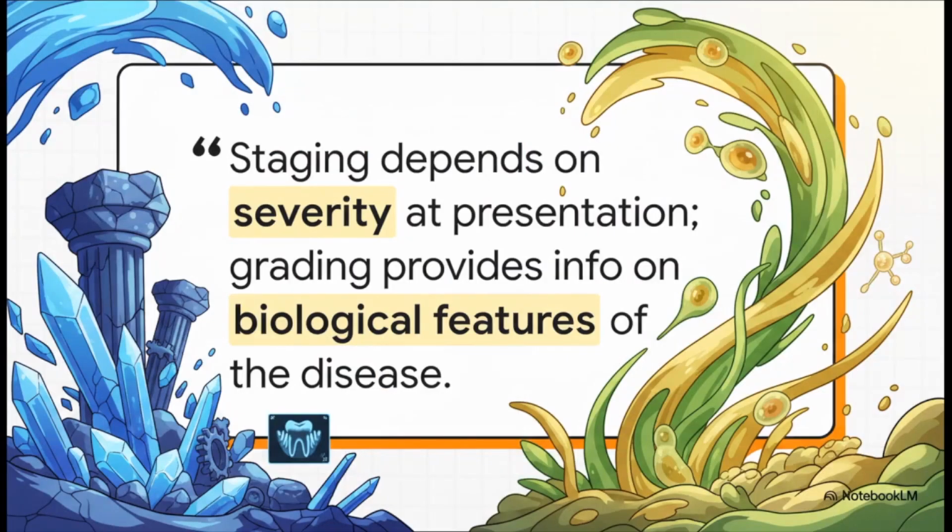And this quote from the original paper really sums it all up perfectly. It says, "Staging is largely dependent upon the severity of disease at presentation, while grading provides supplemental information about biological features of the disease." I mean, if you take one thing away from all this, it's that distinction. Stage tells you where the patient is right now, how much damage has been done. Grade helps you predict where they're going. It's all about their future risk.